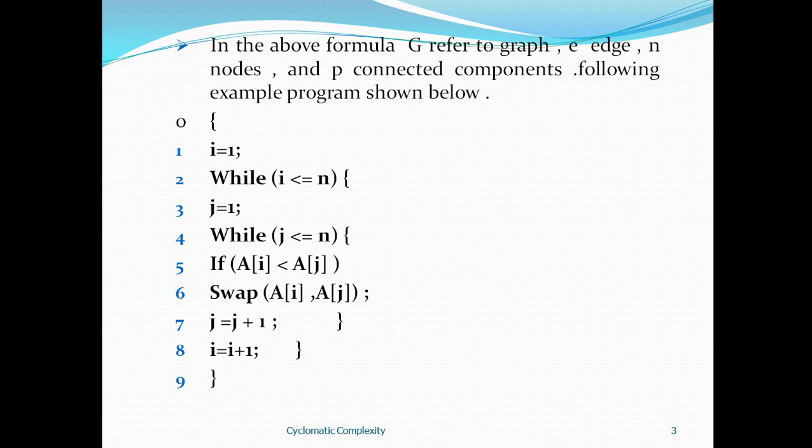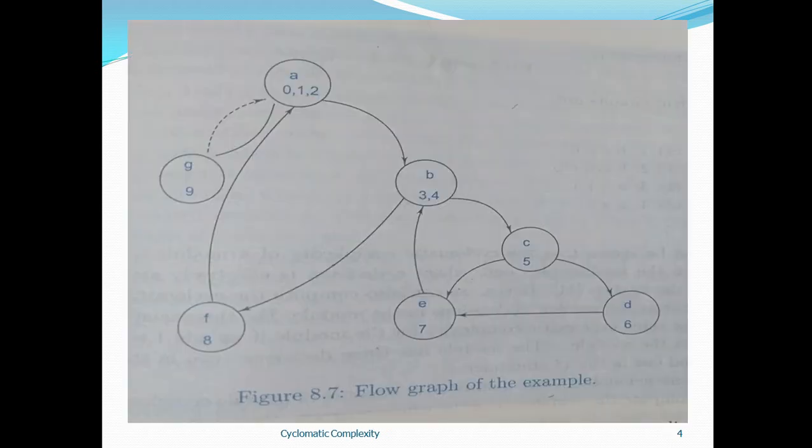So these are all conditional statements. While is a conditional statement. If is a conditional statement. Swap is a statement which performs a single task if it is true, right? So these are all written in separate nodes. C has statement 5, D node has the sixth statement, E node contains the seventh statement.